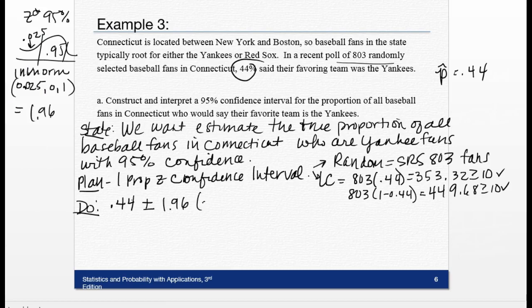1.96 times the square root of 0.44 times 1 minus 0.44 over 803. So I've written out my formula. Now let's see what is the interval the calculator is going to give me.